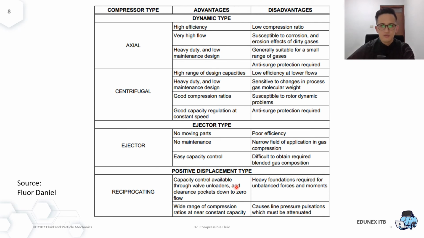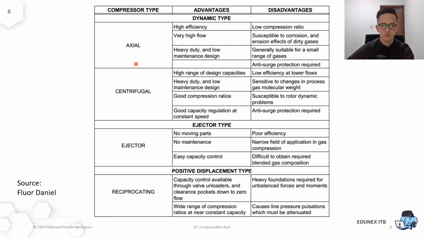In summary, this is the table comprising different types of compressors with their advantages and disadvantages. This is coming from a reference from Fuller Daniel. So you can read and study and understand more detail. We will talk about it in the class.